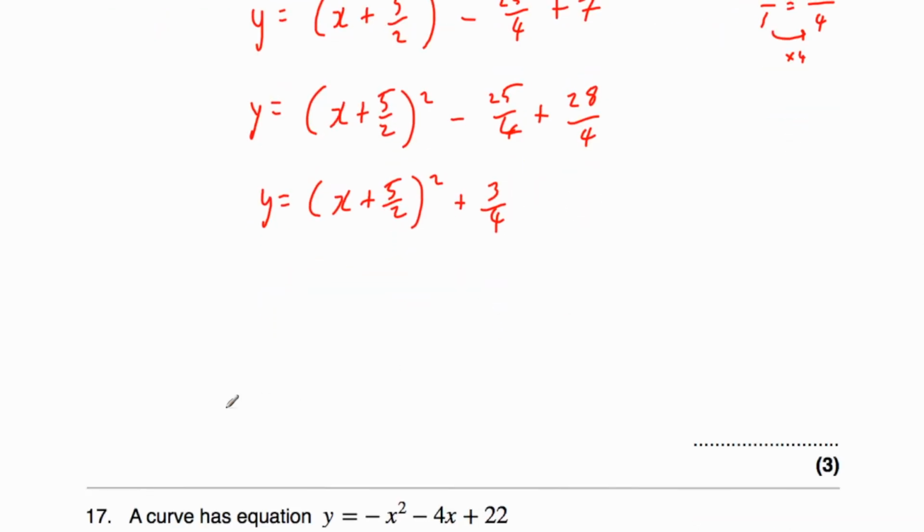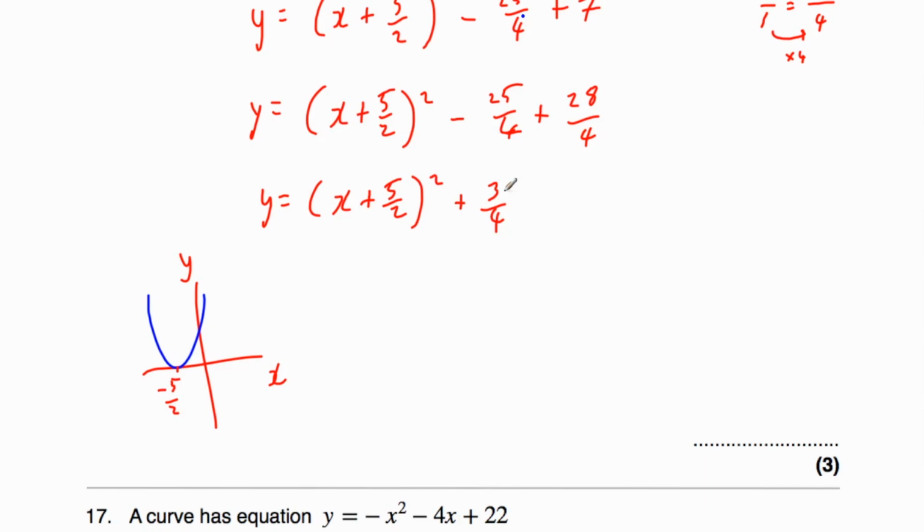So let's consider our graph. So we'd have our x and y axis, x and y. And if we start off with our y equals x squared graph, we've got x plus 5 over 2. That means we're going to translate the graph 5 over 2 to the left. Remember, we're adding inside the bracket, so we're going to translate it to the left. So that's going to be minus 5 over 2.